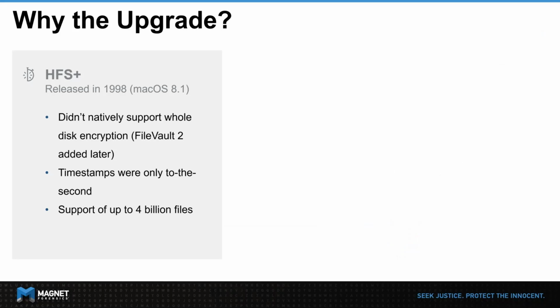So why the upgrade? HFS, like I said, 1998 with macOS 8.1. It didn't natively support disk encryption. Back in the 90s, encryption really wasn't as big of a deal as it is in the 2000s and especially now. FileVault 2 was added later. The timestamps for HFS were only to the second. And then there was support for up to 4 billion files, which in 1998, 2000, everyone thought we'd never hit that 4 billion file mark. But guess what? We came close. Computers started hitting those numbers.